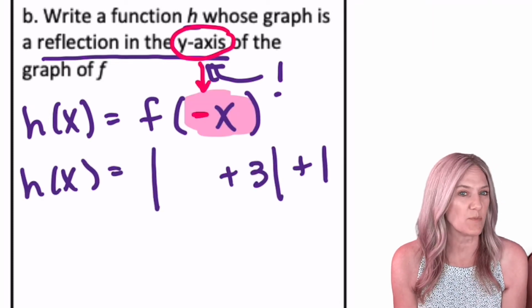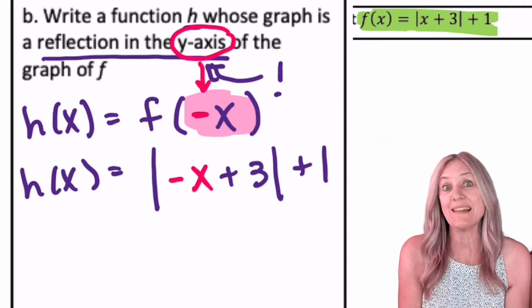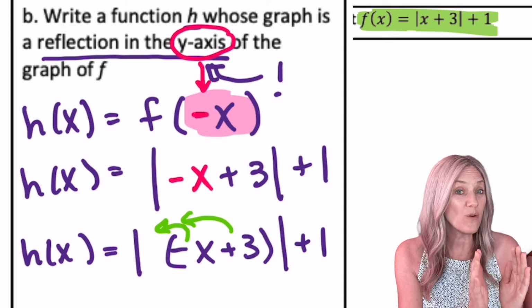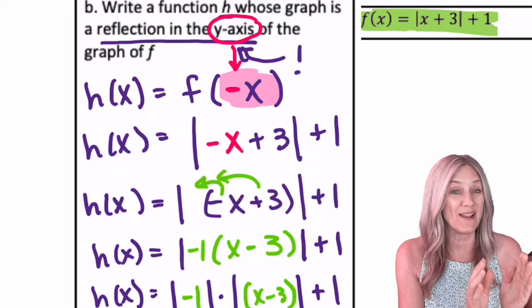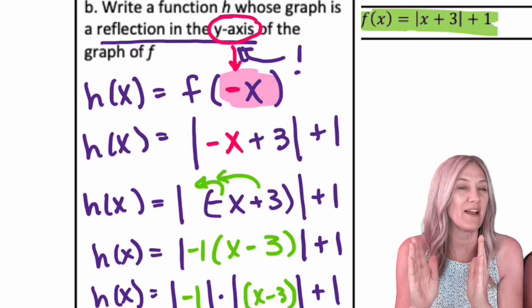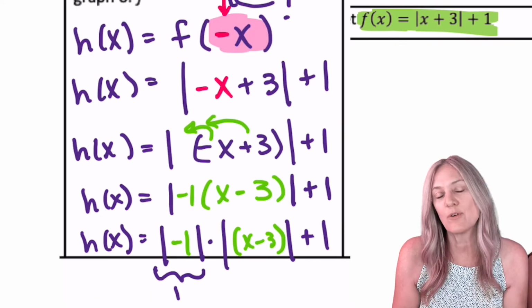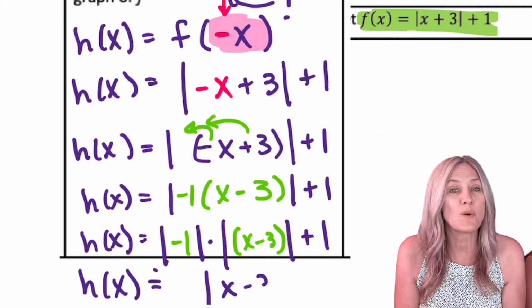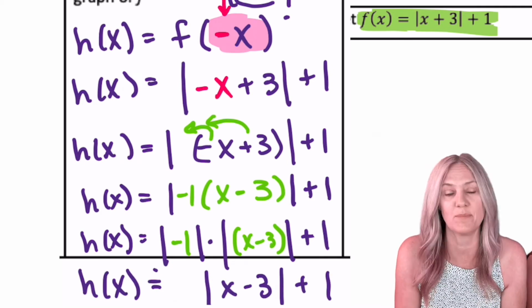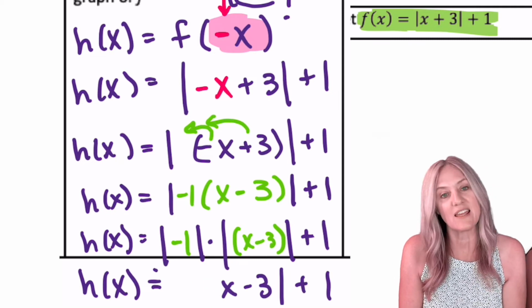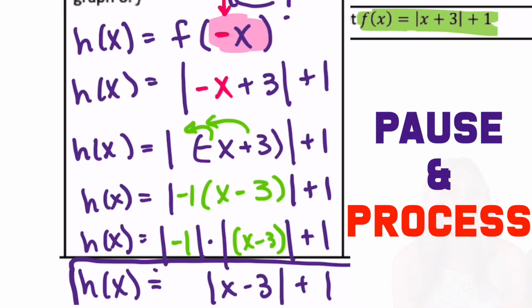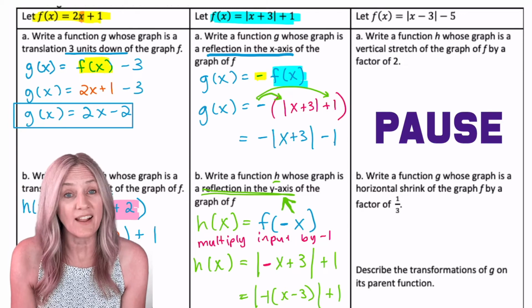Once we insert the expression for f of x, replacing x with negative x, we can clean this up. Pulling that negative 1 out front, absolute value of negative 1 times the absolute value of x minus 3. And then, of course, we know absolute value of negative 1 is positive 1, so our new expression, fully simplified, is h of x equals absolute value of x minus 3 plus 1. Try the next one and come back and check with me.